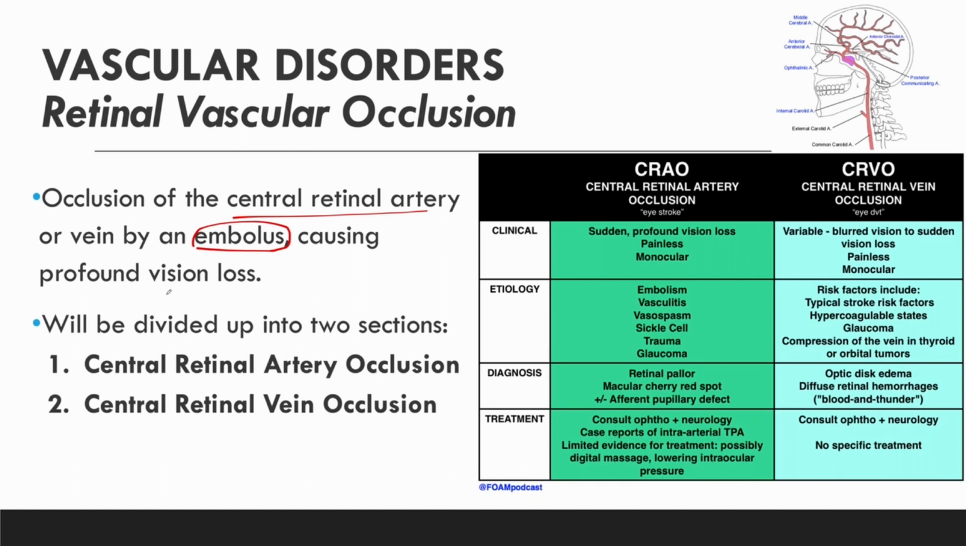It's equivalent to an eye stroke, right? So this is the artery. Central retinal artery occlusion is when a piece of material breaks off and blocks the central retinal artery, causing an eye stroke, okay? So you might be thinking, well, we covered something similar to this back in neuro, but we called it a TIA. So what's the difference?